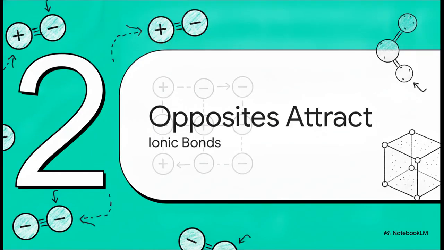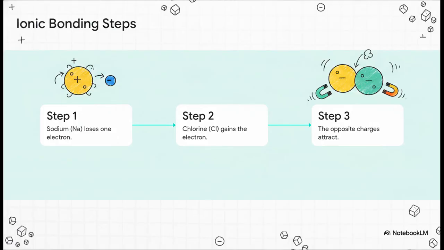Section 2. Opposites attract, ionic bonds. Let's look at sodium chloride, which you probably just call standard table salt, as a perfect example of this process in action. Step 1. We have a sodium atom. It's a bit unstable, so it happily gives up one of its electrons.